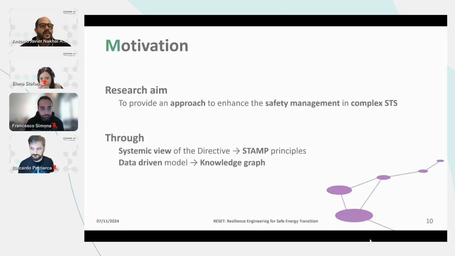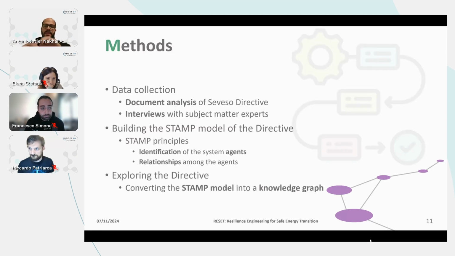For us, the motivation of this research is how to approach and enhance the safety management of this complex socio-technical system. How? Through STAMP principles, which give you a systemic view of the directive, and after that, we analyze it with a data-driven model, a knowledge graph supported by Neo4j.